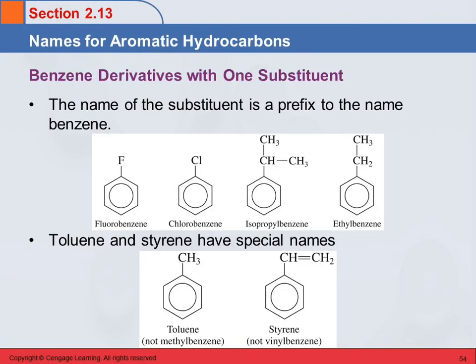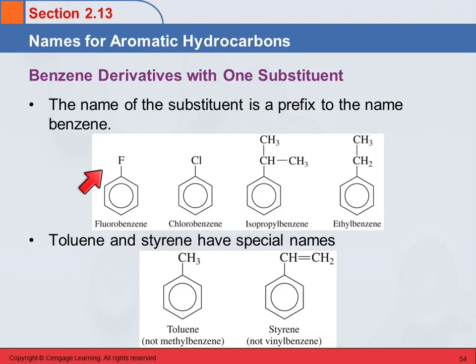Rules for naming aromatic hydrocarbons. So we're just going to stick with the smaller ones. The smallest one is benzene, so we just have to memorize that. And then we can have substituted benzenes, so a benzene ring with something on it. First we'll look at just one substituent.